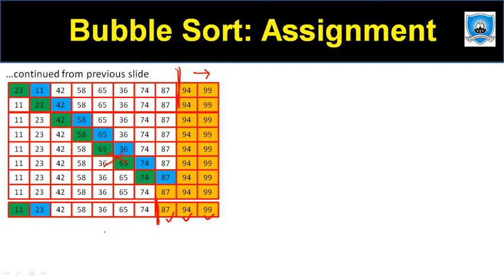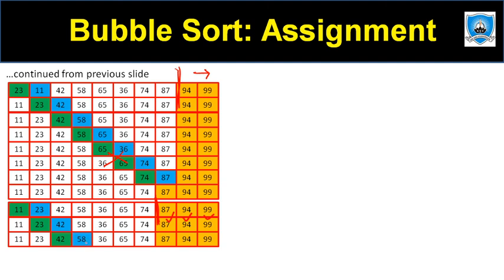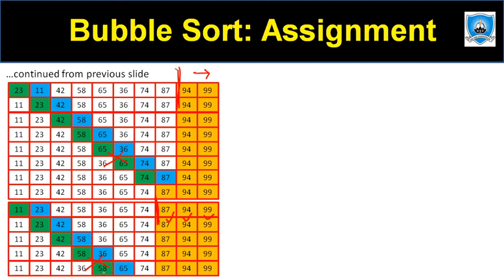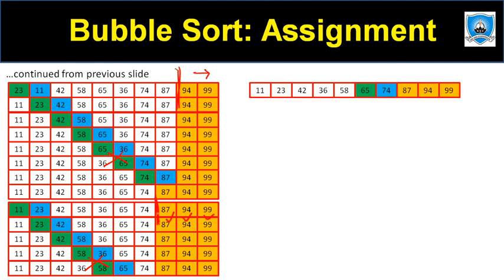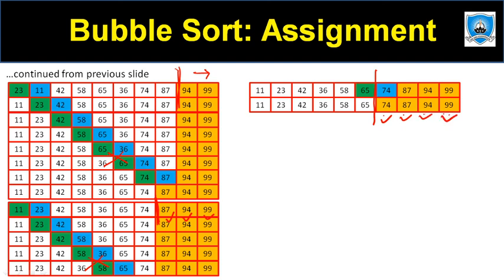Now let us try to compare again. 11 greater than 23, no. 23 greater than 42, no. 42 greater than 58, no. But 58 greater than 36, yes, so swapping. All right, then 58 greater than 65, no. And 65 greater than 74, no. So this is done. So now I am having the fourth element. Now if you carefully look, again the fourth element, all these elements have been put at the right place.